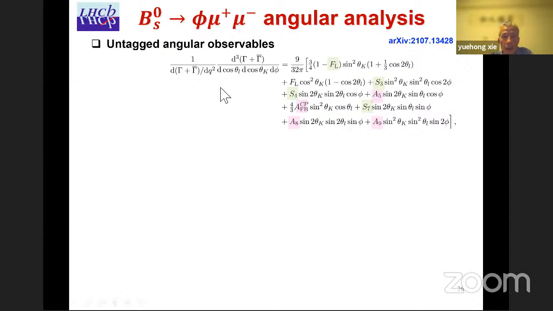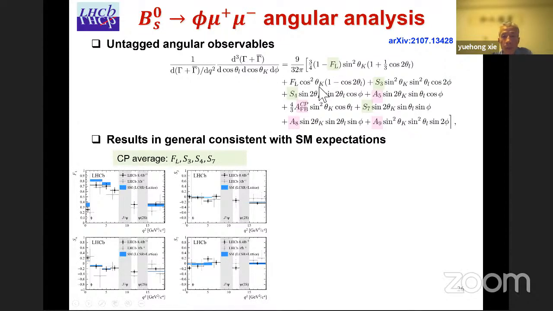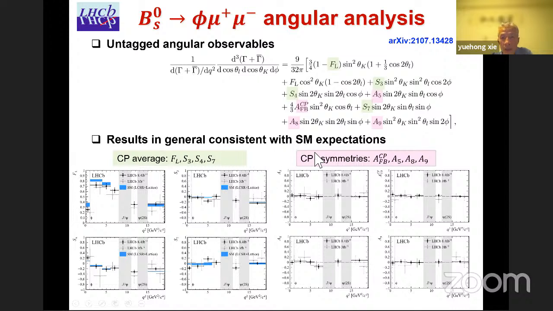So we performed the angular analysis of Bs to phi mu mu. From the angular distributions, we can extract eight observables. The results are in general consistent with the Standard Model expectations, including the CP averaged observables and also the CP asymmetries. So there is no surprise here.